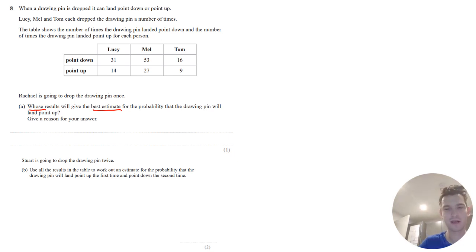Okay, so whenever you get this kind of question, and we've seen this in class, all you need to look at is who has thrown it the most number of times. Because the more trials that you've done, the more reliable your estimate is. And you can see quite clearly if you add up the number of times each of them have thrown it. So Lucy, it is 45, Mel, it is 80, Tom, it is 25, Mel is the most. So you're going to write Mel, she has, you can say, done the most number of trials.